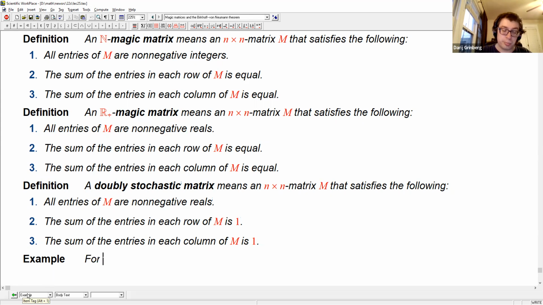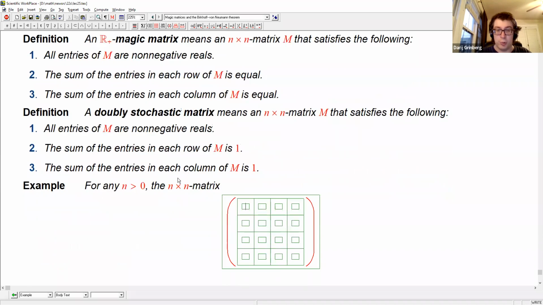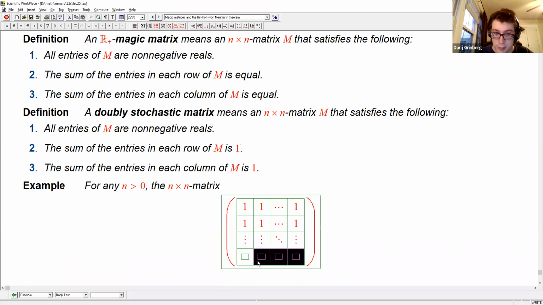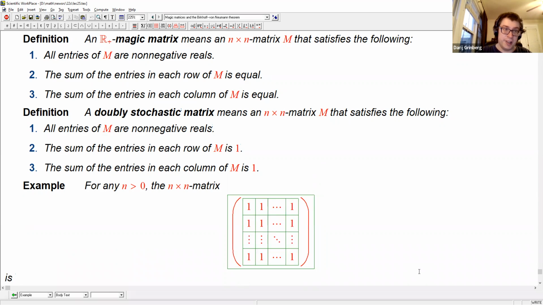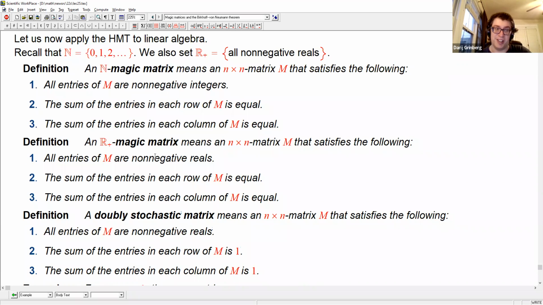So first of all, again, the stupidest possible example. How do you get an N-magic matrix? Well, you put the same value everywhere. For example, let's put a 1 everywhere. So let's look at the n by n matrix of all ones. This is clearly N-magic and also R plus magic. I mean, any N-magic matrix, of course, is R plus magic.